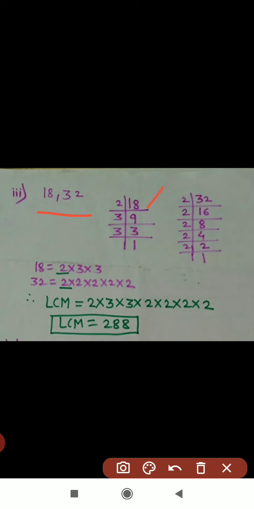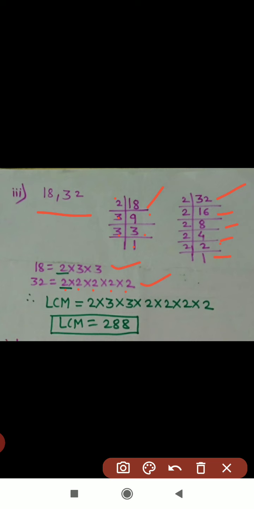First you have to factorize, like that only. Just see, 2 9s are 18, 3 3s are 9, 3 1s are 3. So what are the factors here? 2 into 3 into 3. Next 32's: 2 16s are 32, 2 8s are 16, 2 4s are 8, 2 2s are 4, 2 1s are 2. So what are the factors? 2 into 2 into 2 into 2 into 2. That is the factors of 32.